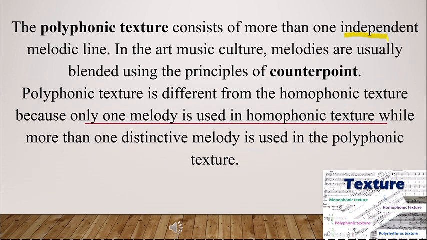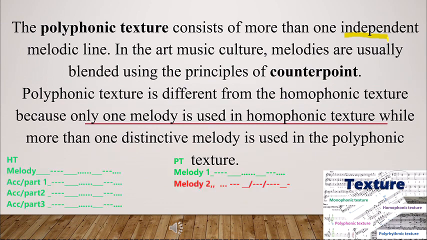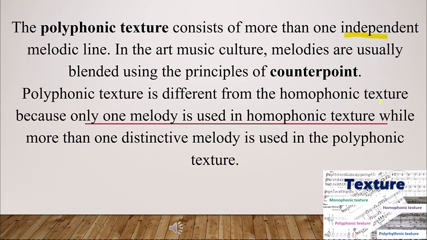What is the difference between polyphonic texture and homophonic texture? Now, it's very obvious. In homophonic texture, you have one melodic line, and the accompanying parts are just accompanying the melodic line, so they are dependent on the melodic line. While in polyphonic texture, you have different melodies moving separately, independent of one another. Now let's listen to this example.